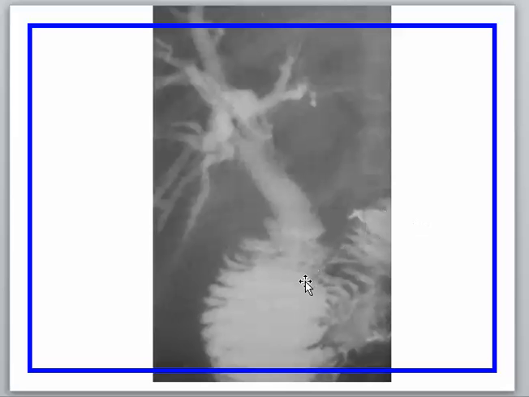Now they are filling here, filling the duodenum, and at the same time the biliary system is opacified. It's either due to post-operative change or malignant process. Post-operative or malignant.